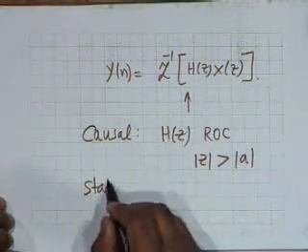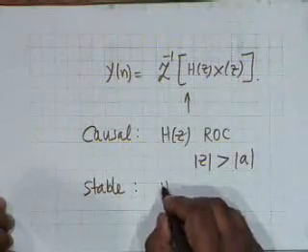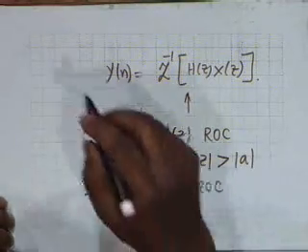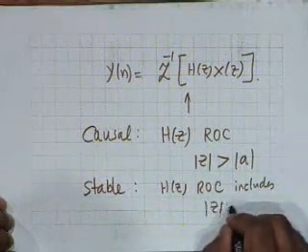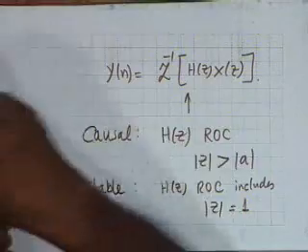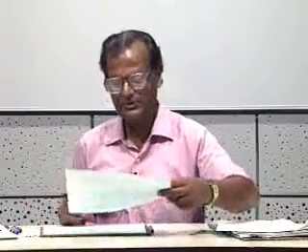On the other hand, in addition, if the system is stable, then the ROC of H of Z must include the unit circle. Instead of writing the unit circle, we write mod Z equal to 1. Is the reverse true? If the ROC includes mod Z equal to 1, is it a stable system? Not necessarily. What Pankaj says is correct, but it requires proof. Ask Pankaj for the proof, not me.